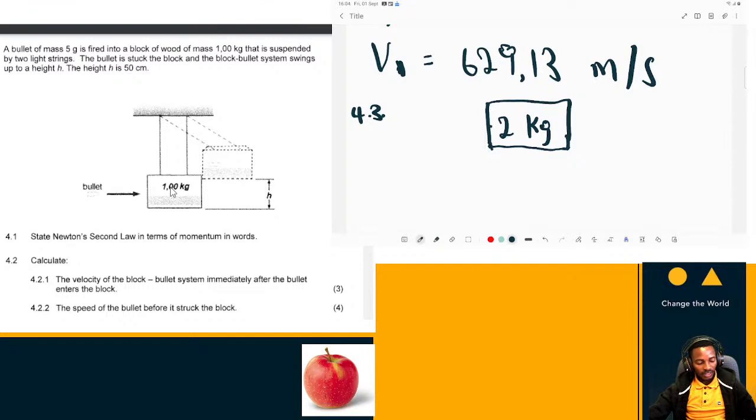Therefore, the correct answer on 4.3 should be less than. It cannot be greater. It can only be greater if you have less mass. Yeah, that's all.